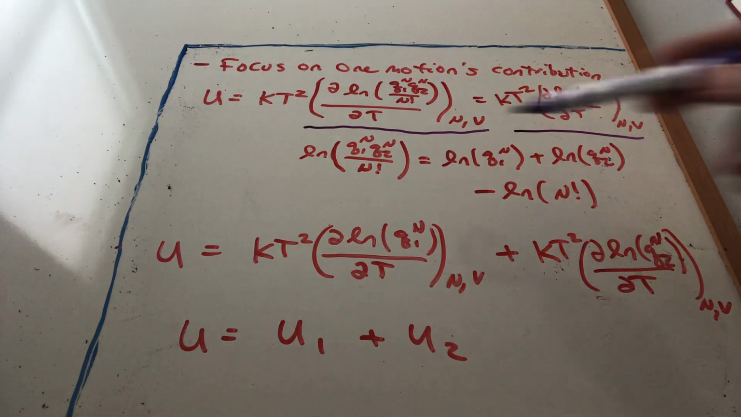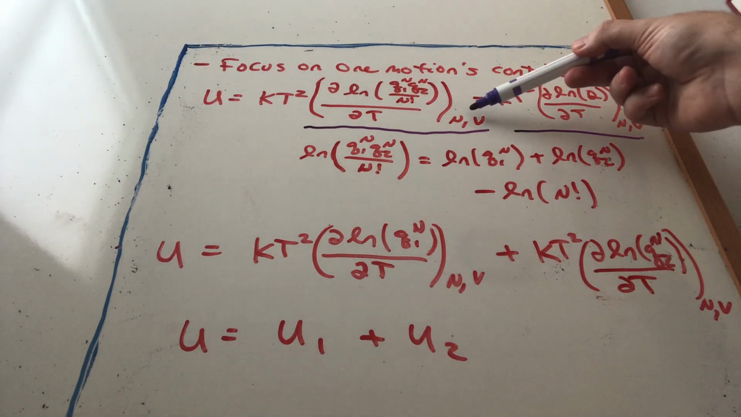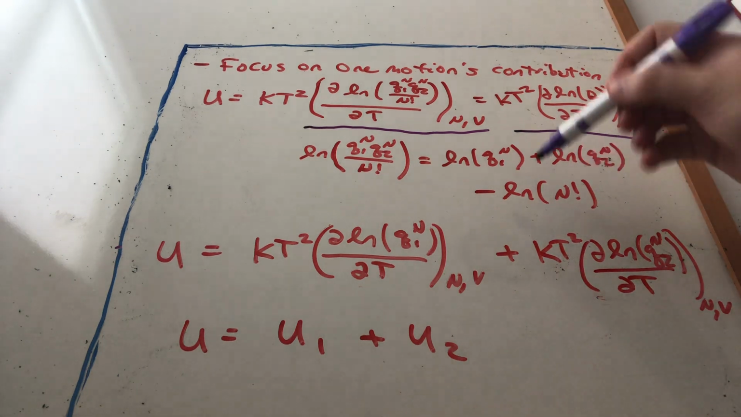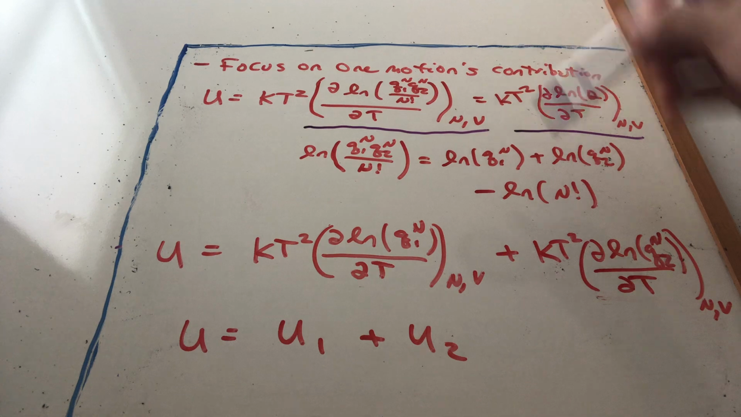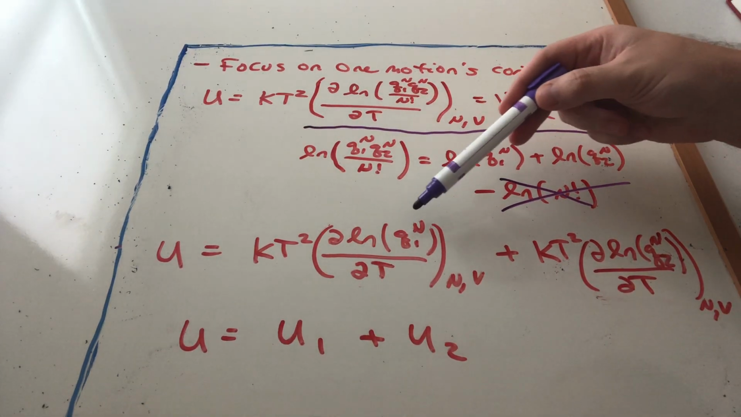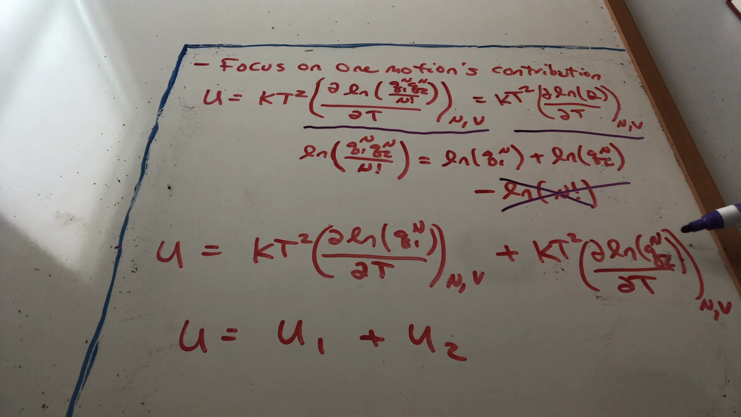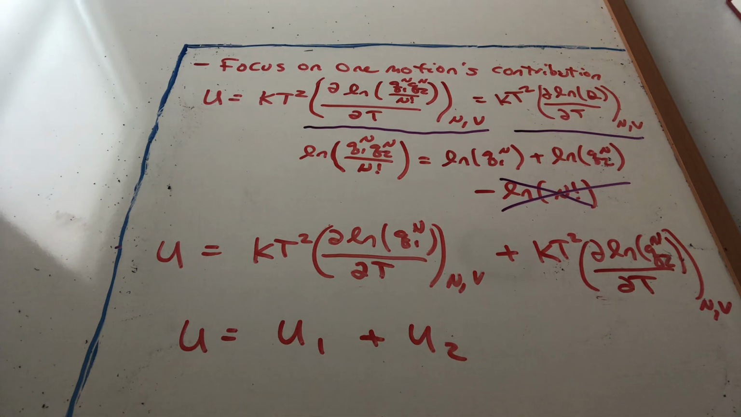I can then make this substitution back into our U expression, but then I realize that there's a partial derivative with respect to temperature here, and I have this natural log of n factorial term. Even in this partial derivative, it says that n is constant. This term is inside this derivative, so it really doesn't matter. It goes away. What I'm left with is a sum of two partial derivatives. One has just q1 stuff, and the other just has q2 stuff. So all I did was take this and substitute it in there.